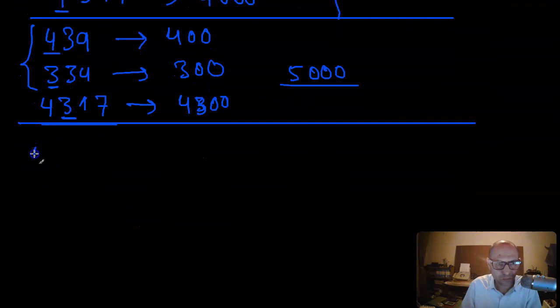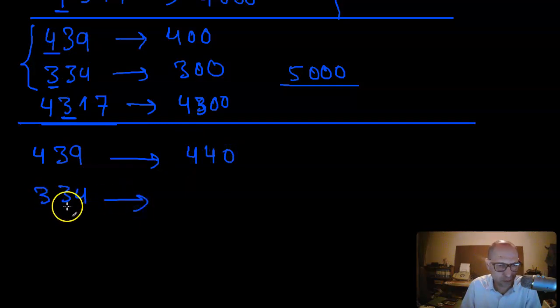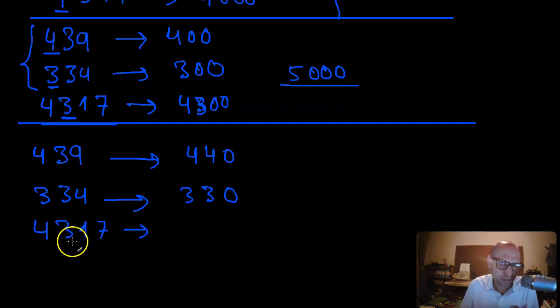And basically I can go with this, meaning 439, I could round it to, for example, the tens place value. The tens place value would give me 440. 334, I could round it to the tens place value. That gives me 330. And the 4,317, I could still keep at probably the hundreds place value, and that gives me 4,300.